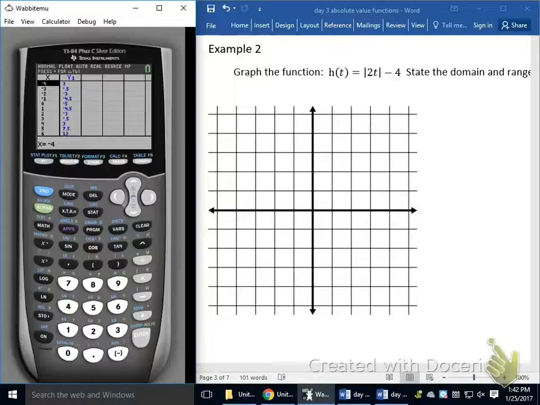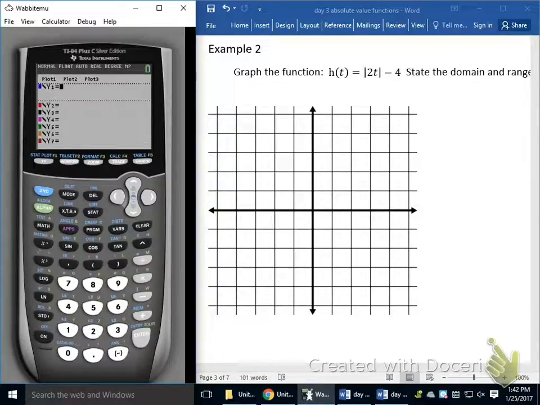All right, here's example 2. What I'm going to do really quick is go ahead and throw it into the calculator. And I'm going to show you how to get absolute value on your calculator. You can actually use alpha F2 to bring up a menu of different functions that are really useful in our course. But the very first one is ABS. So hit enter on that, and we'll type in 2x.